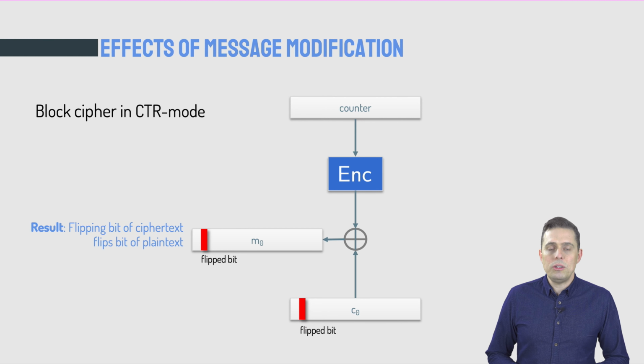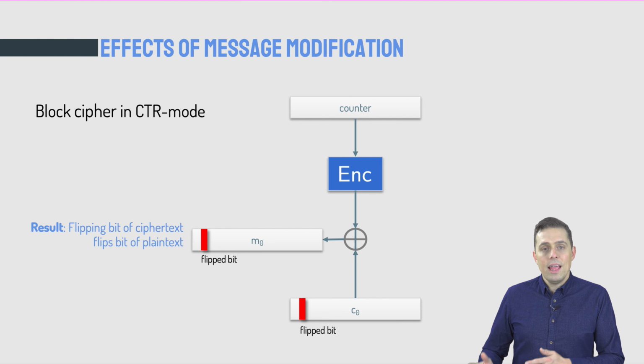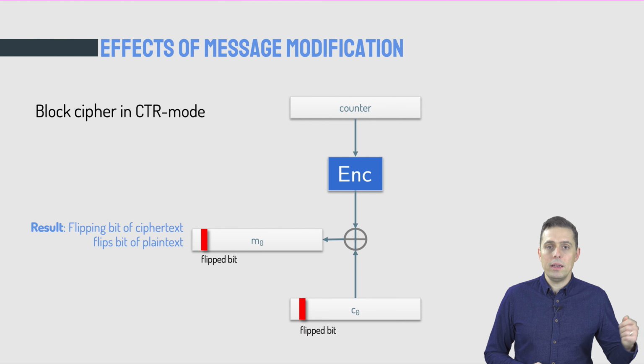All right, now let's see what happens in a block cipher in counter mode. Counter mode is a lot like the one-time pad, except that the pad is being generated by encrypting a counter using a block cipher. Like the one-time pad, this result is then XORed with the message to create the ciphertext. So again, if a man in the middle were to flip one bit of the ciphertext, it would have the effect of flipping that bit in the plaintext.